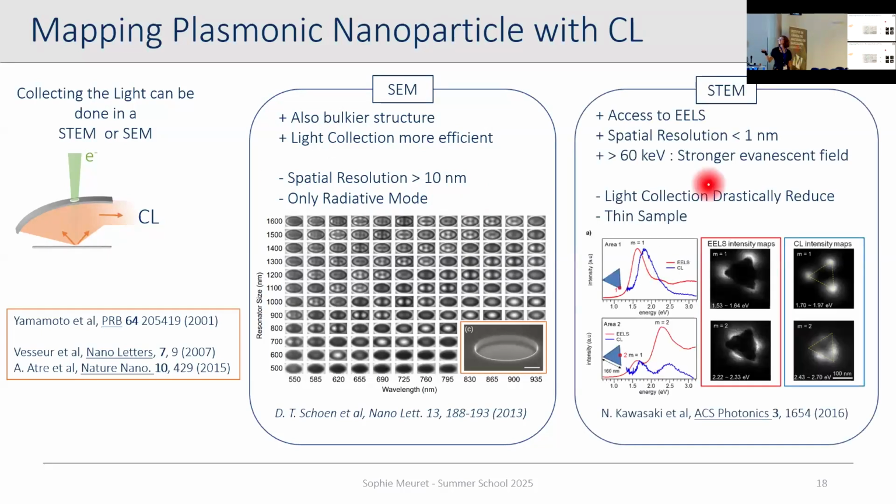If you do it in a TEM, then you can have EELS and CL at the same time, which is always nice. You have a much better spatial resolution, but you have a light collection that is drastically reduced. And you have to use a thin sample, so you're quite limited in what kind of nanoparticle you can actually look at.